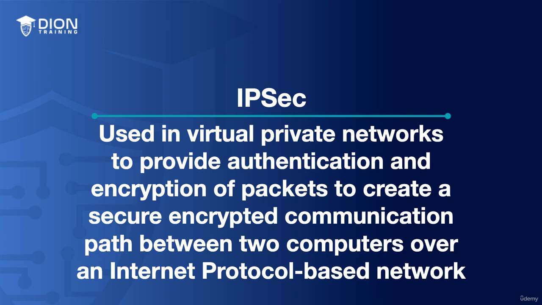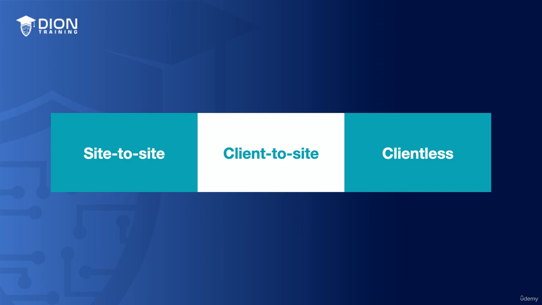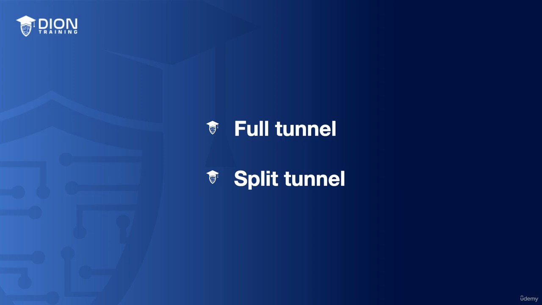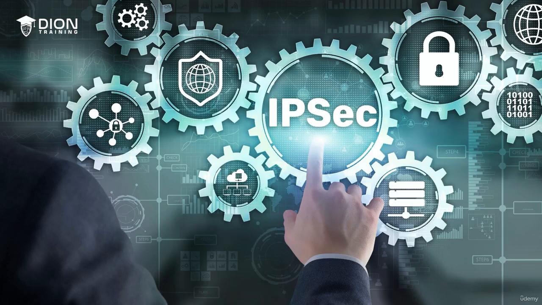For now, let's just remember there are three main types of VPNs: site-to-site, client-to-site, and clientless. Also remember, there are two methods of communication using VPN: full tunnel and split tunnel. And finally, remember that there are a lot of different protocols that we use, but most of us are going to end up using IPsec to establish our VPN connections.